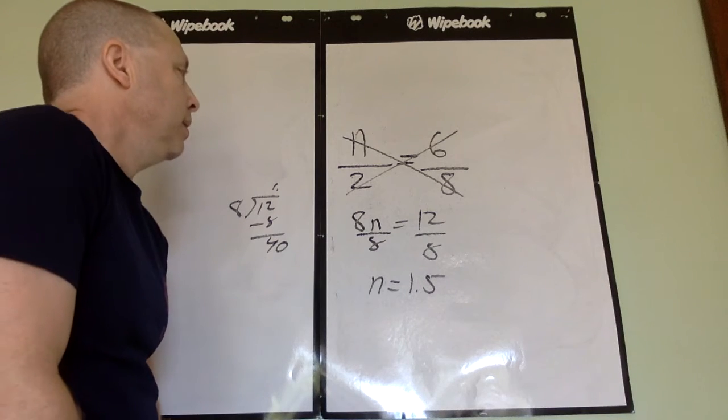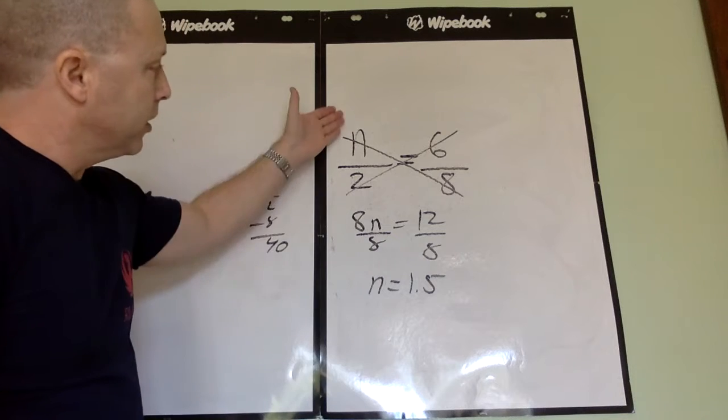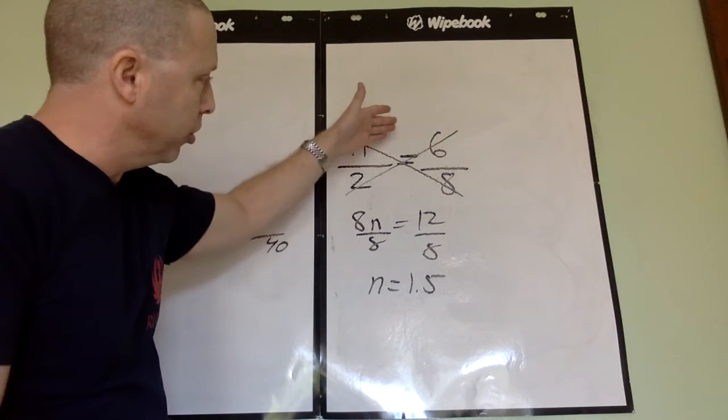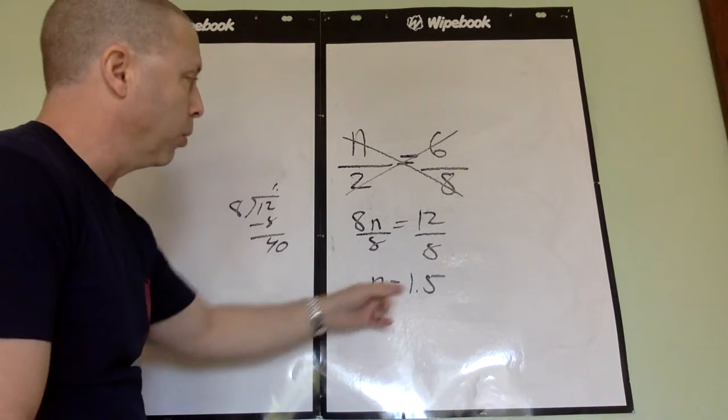Now, this turns it into a single-step algebraic equation. Okay, so you've got the variable, you've got your ratio, they want to know if it's a proportion, so you use cross products, and then you come through there and you get 1.5.